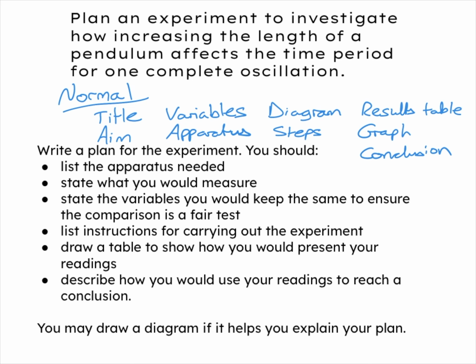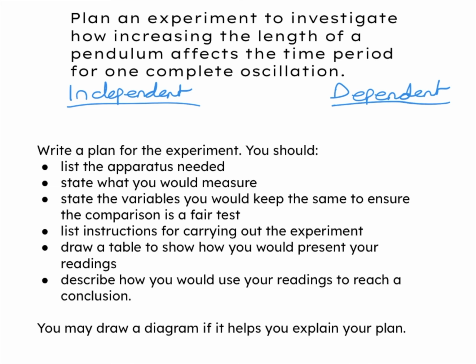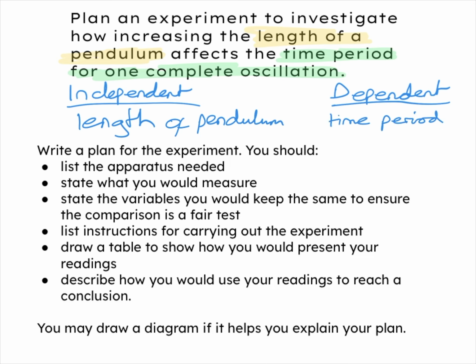this particular question. It's always a good idea to start off by identifying the independent and dependent variables. You can play along. What do you think the independent and the dependent variables are? So looking at the question, length of a pendulum and time period for one complete oscillation. And the controlled variables? Aim for two good ones.